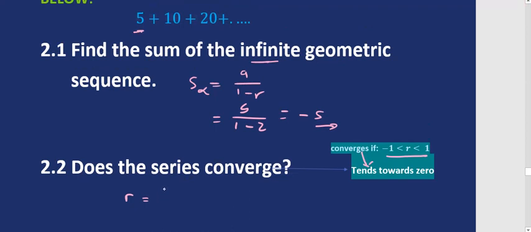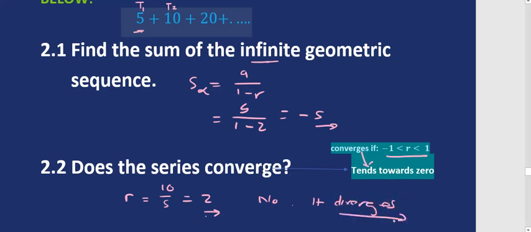Of course, if we had to calculate it, we'd take term 2 and divide by term 1, which would be 10 divided by 5, and it would give us r of 2. We already know that r was 2, and this r is outside that range. It's not in that range. So we would say no, it diverges. It doesn't converge, it diverges, because it's not in that range.